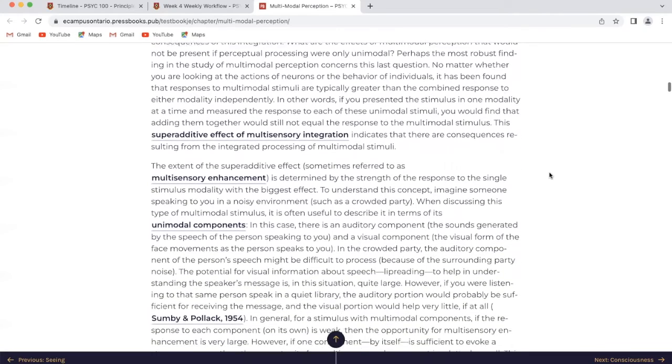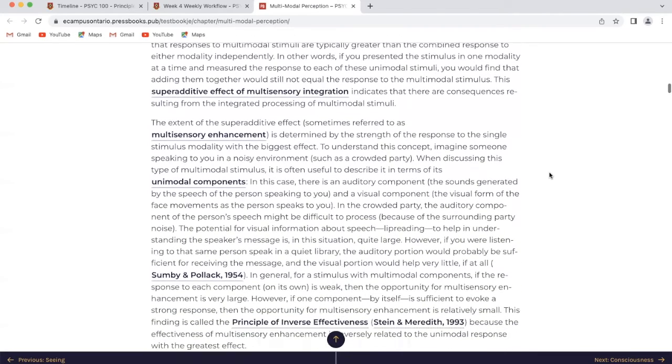with the biggest effect. To understand this concept, imagine someone speaking to you in a noisy environment, such as a crowded party. When discussing this type of multimodal stimulus, it is often useful to describe it in terms of its unimodal components. In this case, there is an auditory component, the sound generated by the speech of the person speaking to you, and a visual component, the visual form of the face movements as the person speaks to you.